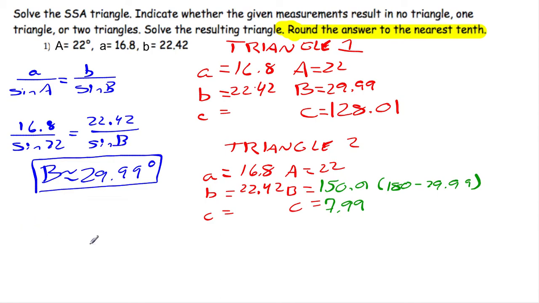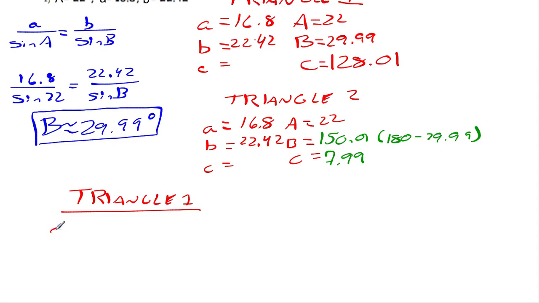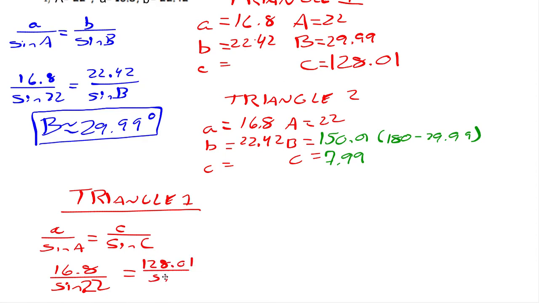And then to find the missing side for triangle 1, I can do law of sines. So I can do A over sine of A is equal to B over the sine of B. So this is 16.8 over the sine of 22 is equal to, all right, I'm making all sorts of mistakes here. I don't want to do B. I already know the B values. I want to do C. So C over sine of C. So this is going to be 128.01 over the sine of C.